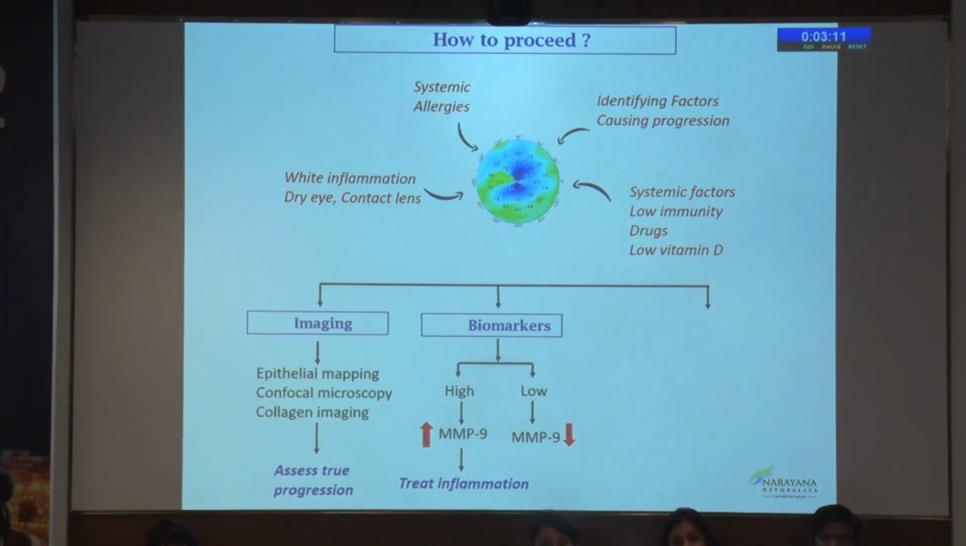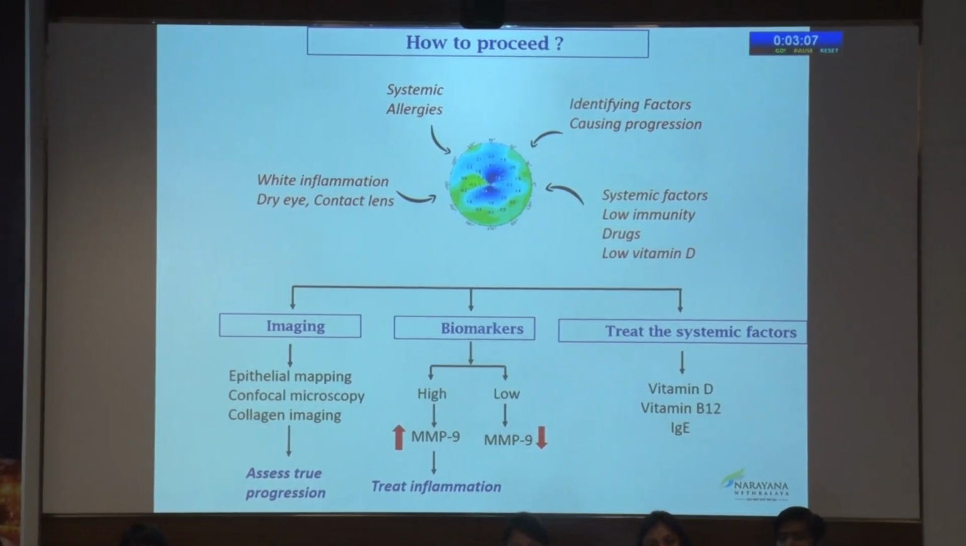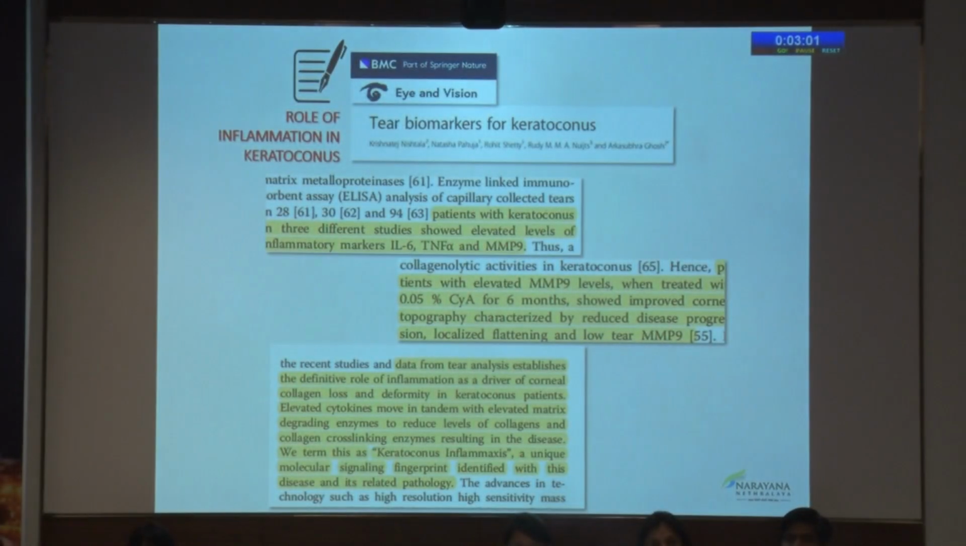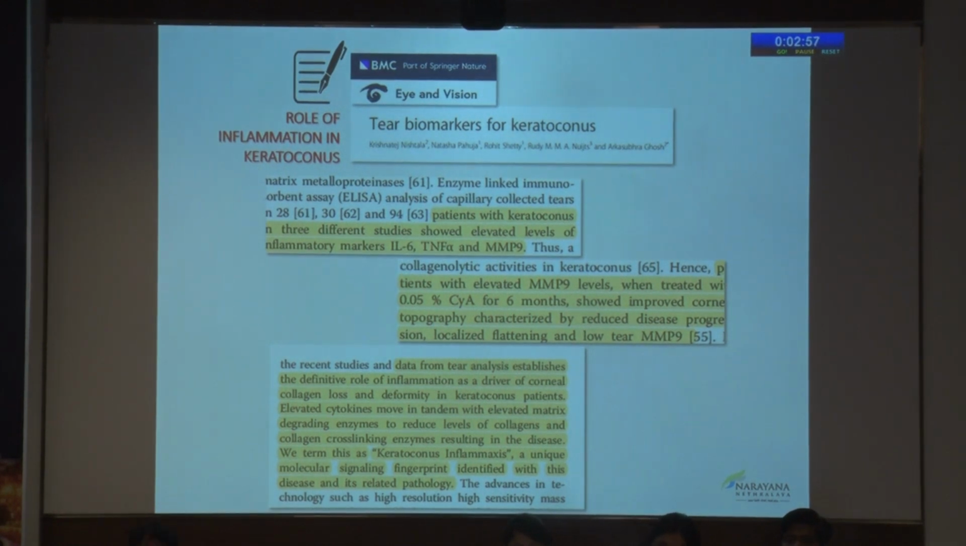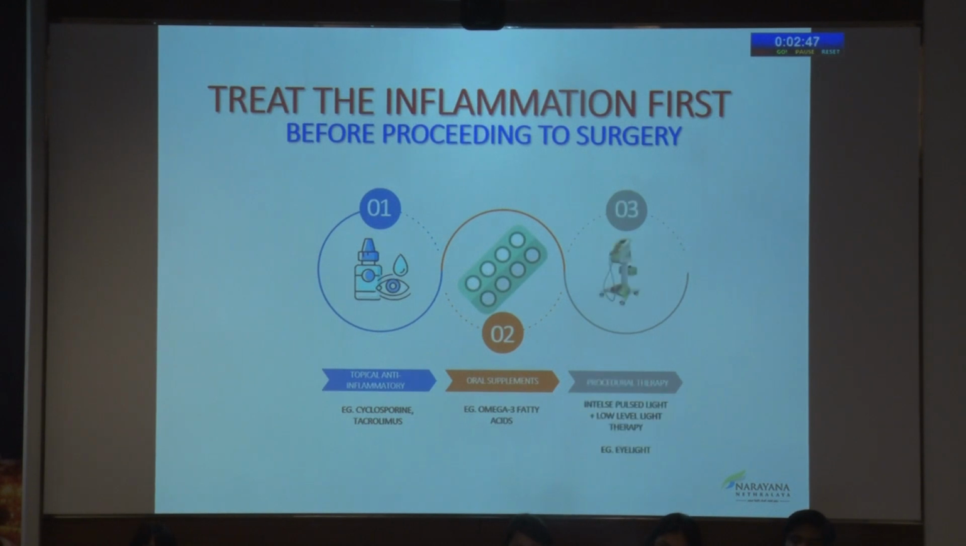So this needs to be assessed in the tear biomarkers, and the systemic factors such as vitamin D, vitamin B12, and IgE need to be treated. This is a luxury that we have at our institute, that we can assess levels for various biomarkers in our own customized kit. So usually we assess the levels of MMP9 before proceeding to surgery, treat it with topical anti-inflammatories, oral supplements, or procedural dry eye therapy, and then proceed to the surgery.